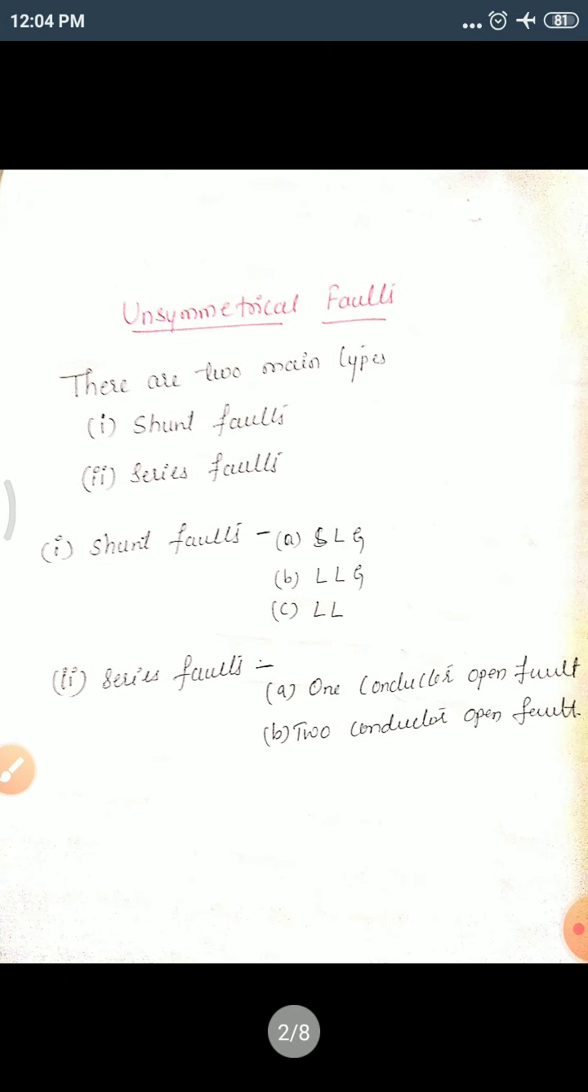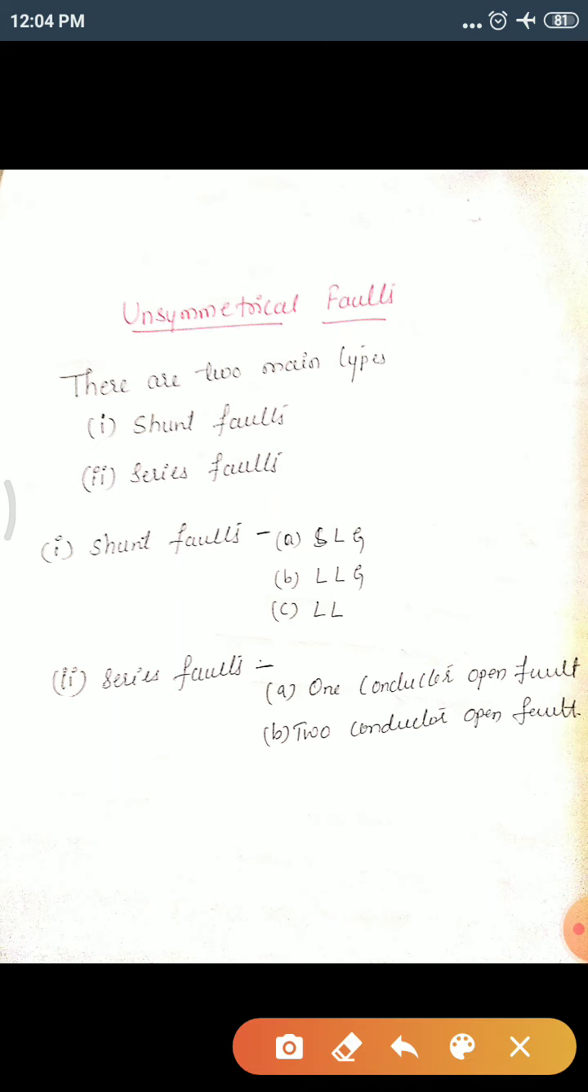Today we are going to discuss series type of faults in unsymmetrical faults. Let's see what we have studied and what we are going to study. Till now, we have studied the unsymmetrical faults. As we know, unsymmetrical faults are of two main types: one is shunt faults, another one is series faults.